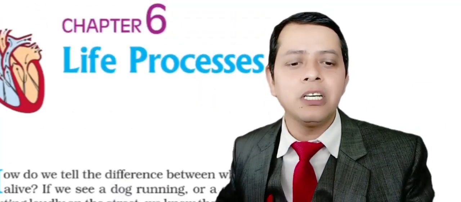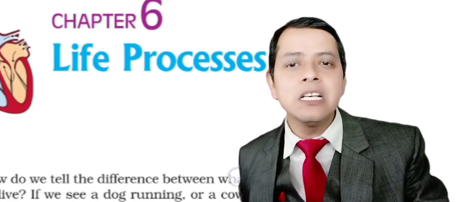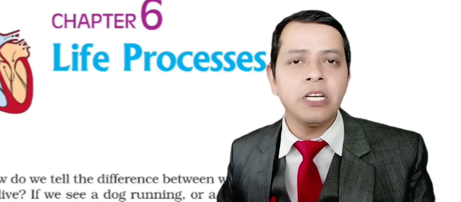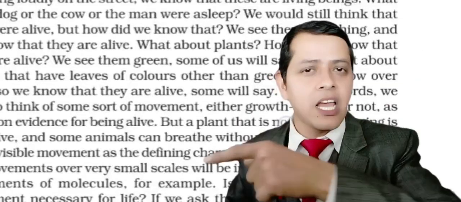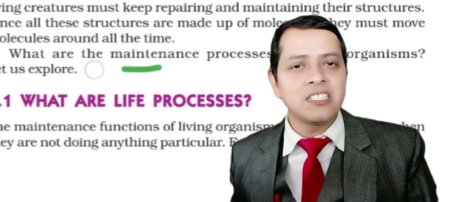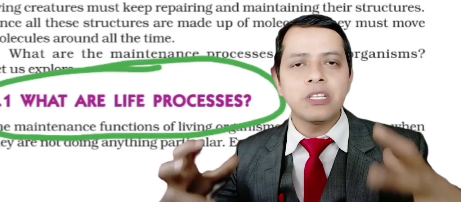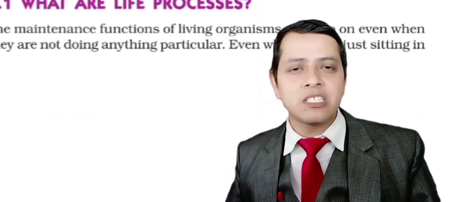The first chapter is life process. You can see life process. Life process includes all the metabolic activities, oxidation and reduction reactions. Every reaction that you say is either an oxidation or reduction reaction. Now let's see further what points are present. There are 5 steps that we are studying in life process.